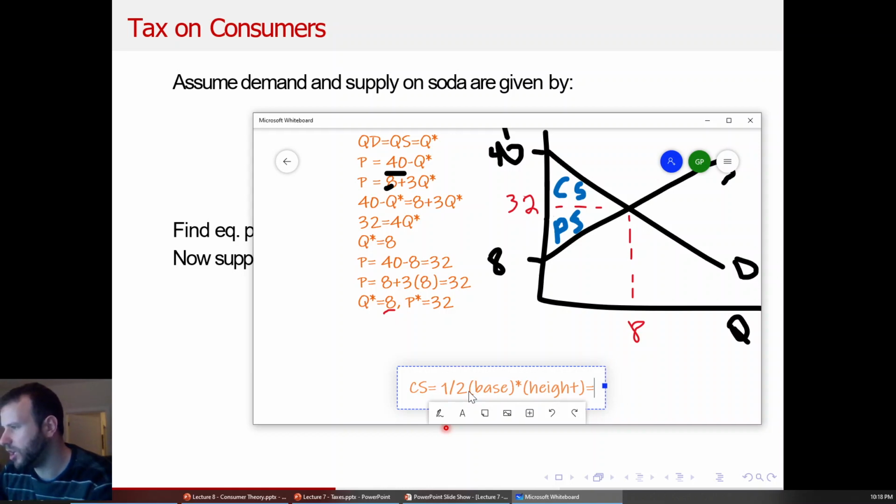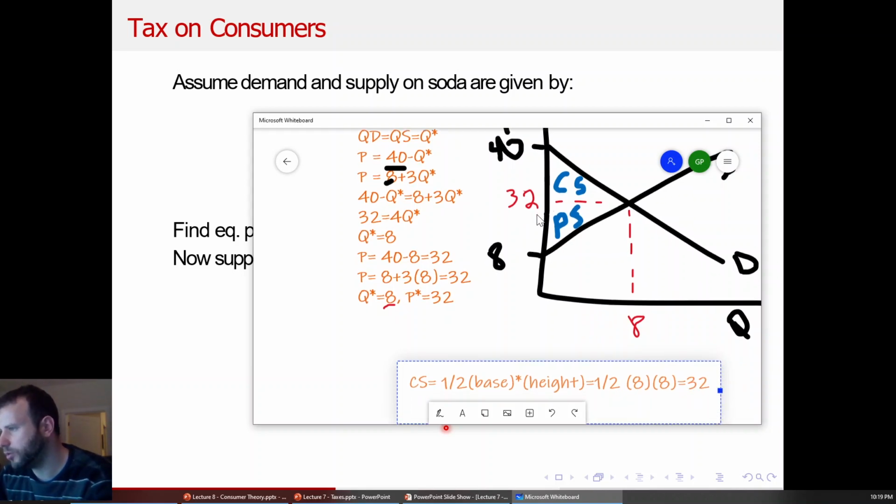Okay, so what's the base? It's going to be 1/2. What's the base? The base is going to be 8, right, your quantity. What's the height? It's going to be your 40 minus your 32, so that's going to be 8 as well. So your consumer surplus is going to be 32. Producer surplus is going to be the same.